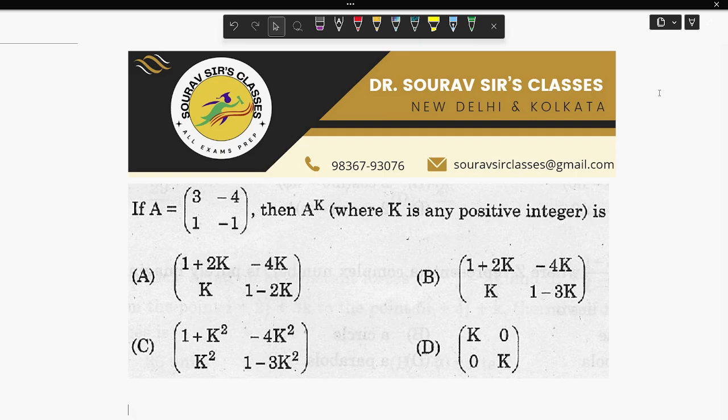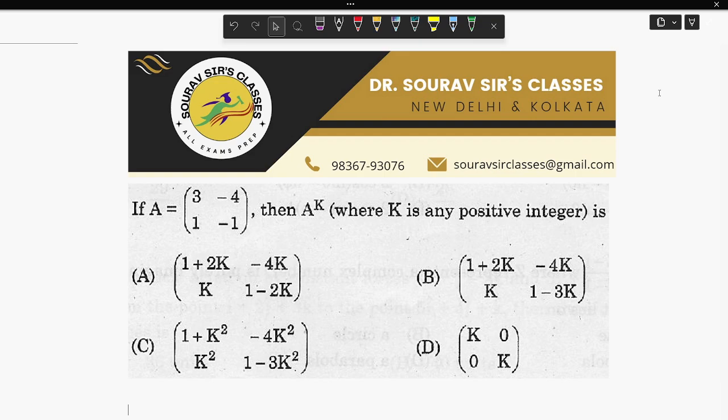So this question is for the JELET aspirants, and if you are applying for JELET, please look at this question. The question is from JELET 2024, and it says that A equals the 2 by 2 matrix [3, -4; 1, -1], then A to the power k, where k is any positive integer. There are four options here. So what is the option?